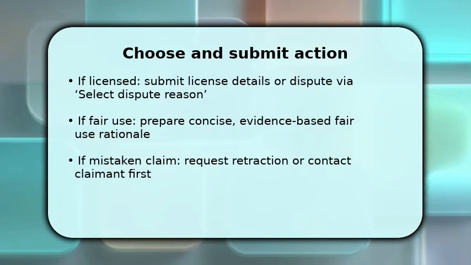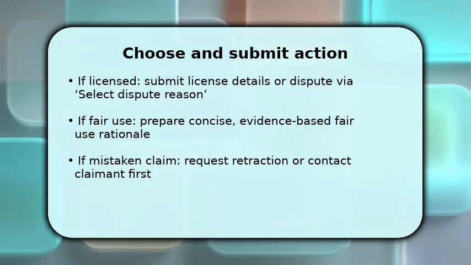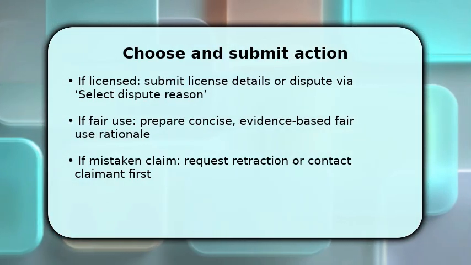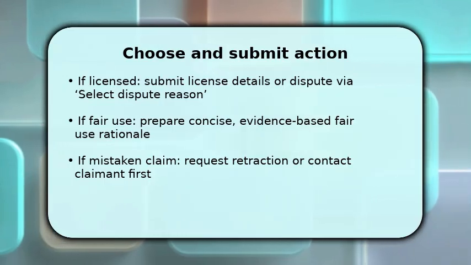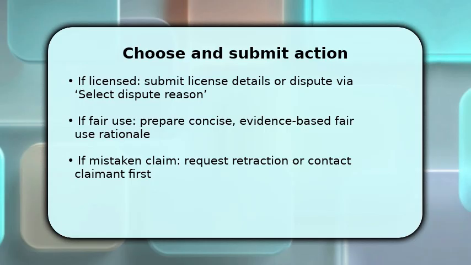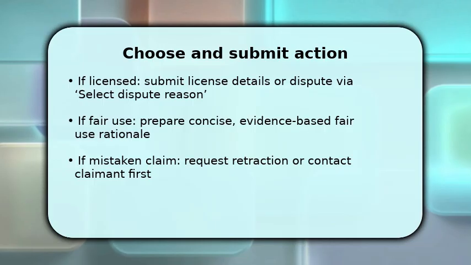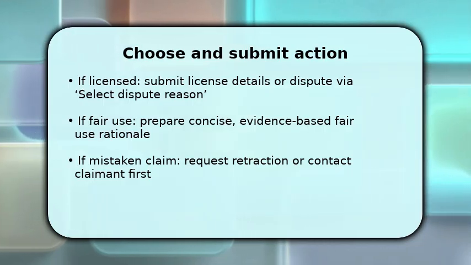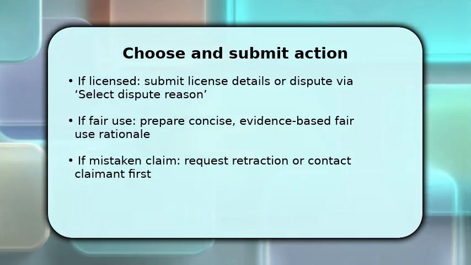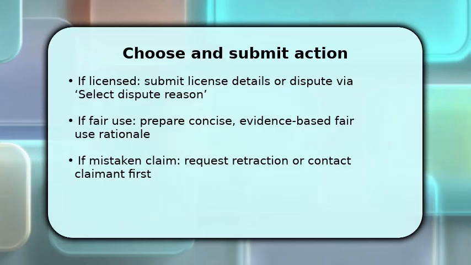Now decide the correct action. Dispute a Content ID claim if you have permission or license, or choose fair use when your use is transformative and limited. Explain why with specific timestamps and context. If the claimant is mistaken, try contacting them directly to request retraction before disputing, because that often resolves faster.